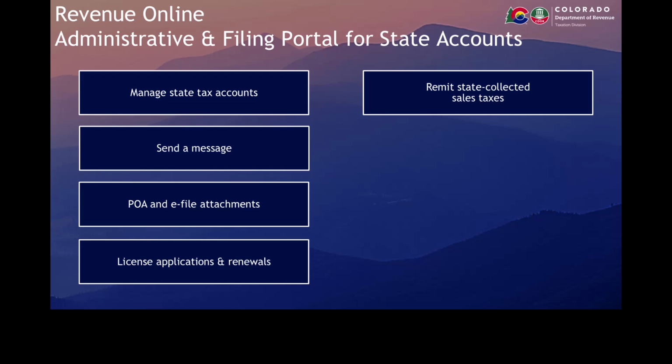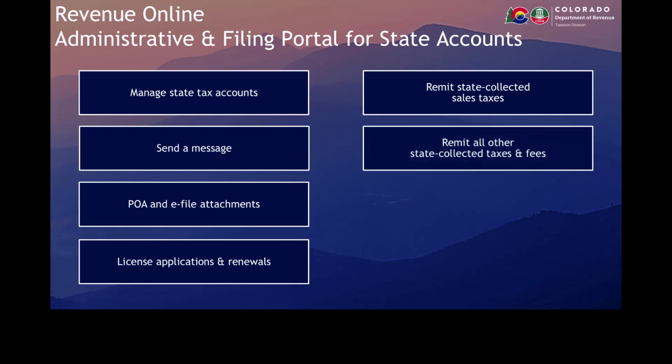I want to pause here as this is very important and a common question we get regarding SUTS. You must use Revenue Online to file and pay all other state-administered and collected taxes and fees. This includes the retail delivery fee, consumer use tax, special events sales tax, excise tax, county lodging, or local marketing tax.